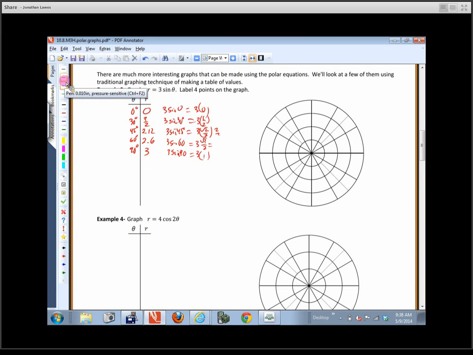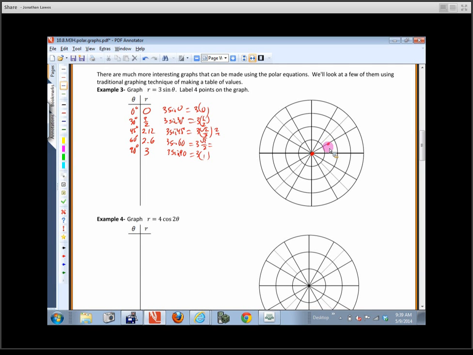Okay. This is just like you did yesterday, so all we're doing is we're plotting points. Okay. I'm going to turn to 0 degrees, and how far am I going to go? 0. So I'm right there. I'm going to turn to 30 degrees, and how far am I going to go? 1.5. So 30 degrees is right here. I end up about right there.